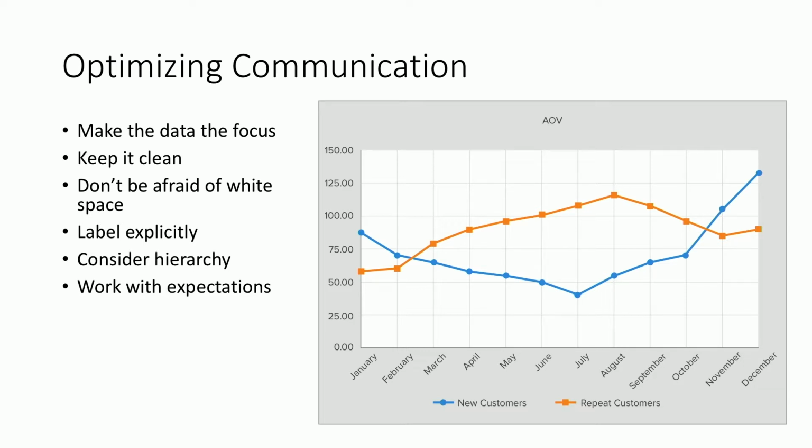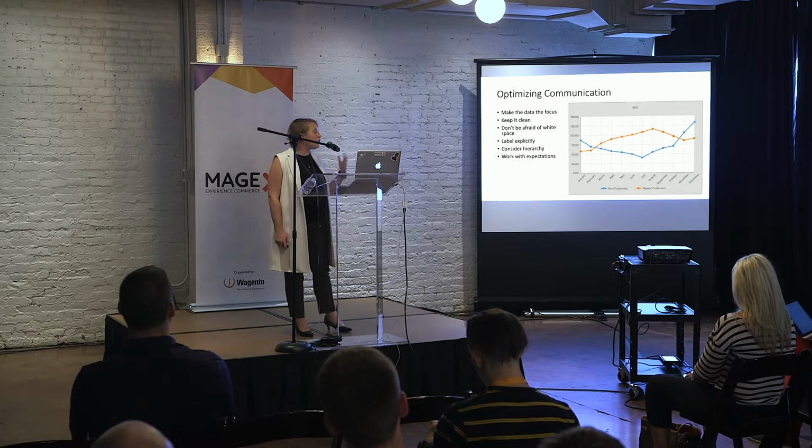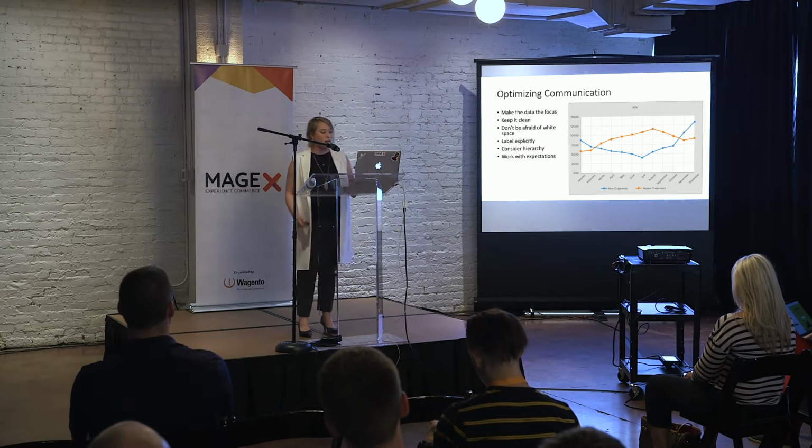So you need to label explicitly. We want to consider hierarchy. Our brains like to read from left to right, top to bottom, and zigzagging down between. You can leverage that with how you're arranging information on this chart. And then work with the brain's expectations, like that hierarchy, or our cognitive load limitations. So let's look at how we can actually improve this chart.